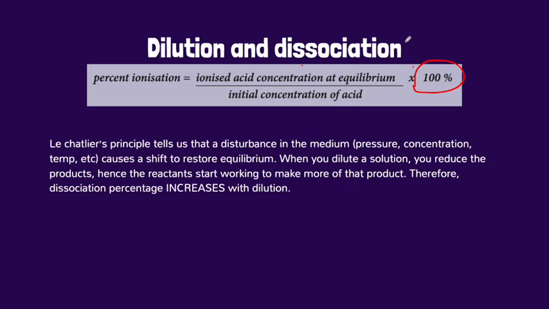What happens when you dilute a solution, or when you simply add water to it? There are two ways that the addition of water and dilution affects dissociation. Let's talk about the first one that you should be more familiar with, which is Le Chatelier's principle. It tells us that a disturbance in the medium causes a shift to restore equilibrium. When you dilute a solution, you reduce the products, right? And in order to combat that, more of your reactants are going to start making products. This is why your dissociation percentage would increase with dilution.